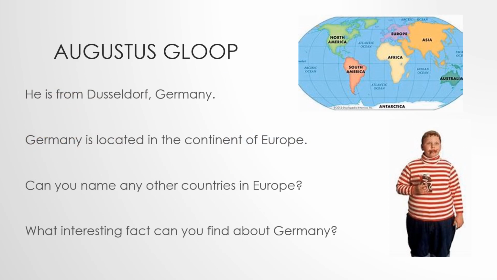Okay, Augustus Gloop, one of my favourites. He is from Dusseldorf in Germany. Here I've put a world map up so we can see that. Germany is located in Europe, up here. I wonder if you could name any other countries in Europe. Hopefully you can. And think about or try and find us an interesting fact about Germany, or even Dusseldorf as well, because that's the city where he is actually from. There's a picture of him here looking lovely with his chocolatey covered mouth.